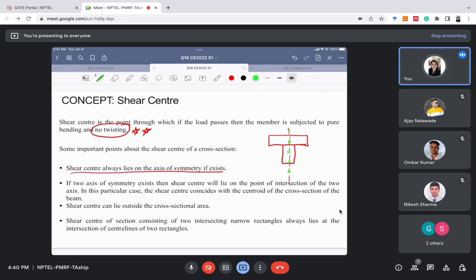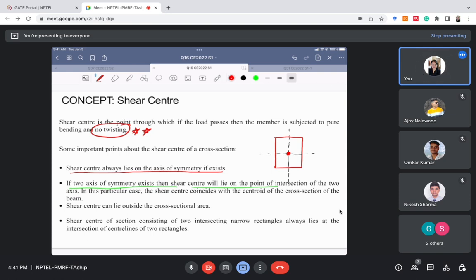The second important concept is that if two axes of symmetry exist, then the shear center will lie at the point of intersection of the two axes. For example, let's say there's a rectangular section. In this section, two axes of symmetry exist, right? The vertical axis of symmetry is there, and the horizontal axis of symmetry is also there. So if two axes of symmetry exist for a particular cross section, then the shear center will lie at the point of intersection of these two axes. So this will be the shear center for this cross section. This is another important thing.